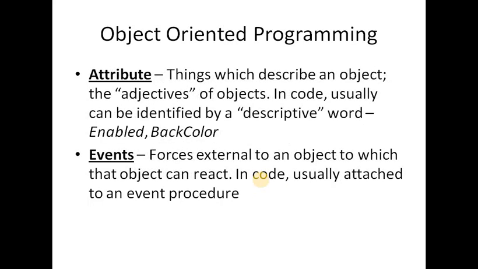Another term is attributes, things which describe an object. These are the adjectives of an object in code, usually identified by descriptive words like enabled and backcolor. Another term is event, forces external to an object to which that object can react in code, usually attached to an event procedure.